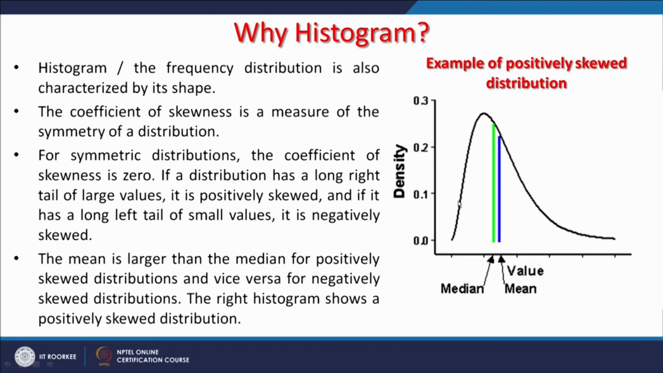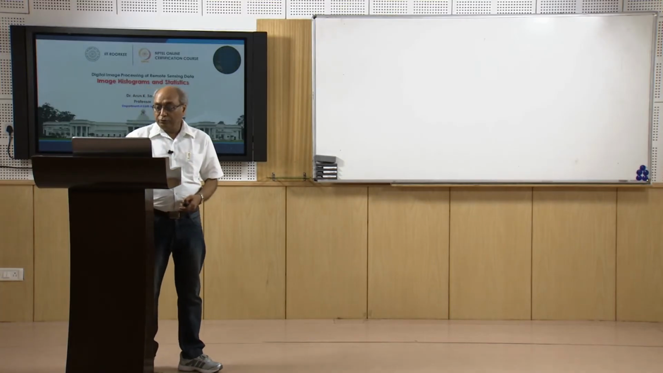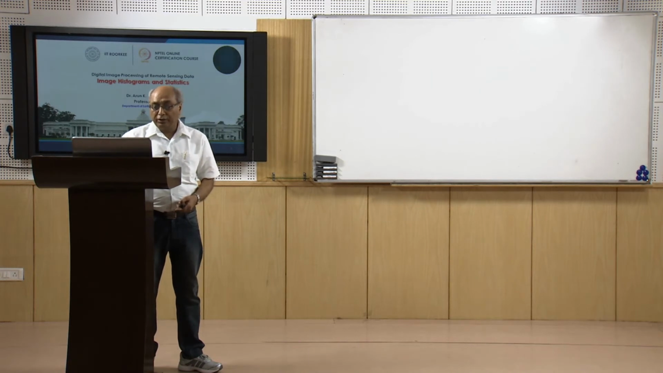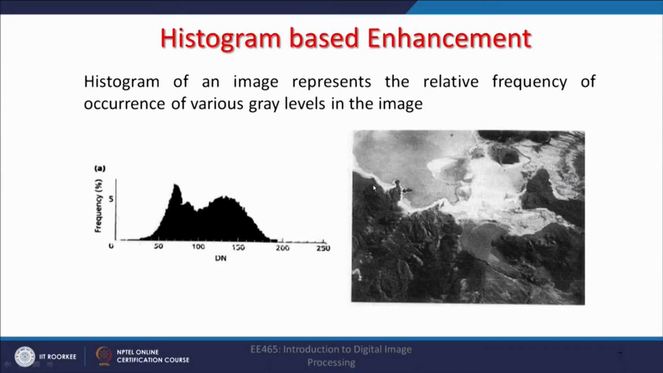So this right histogram shows a positively skewed distribution, which we are seeing here. The image is also shown here, and the corresponding histogram is shown. You can see that the lighter shade areas are maybe water bodies with sediments and other things having higher values, and therefore you are seeing one peak which corresponds to these brighter areas, and then you are also having darker areas. The darker areas are represented here and the brighter areas are represented later on here.